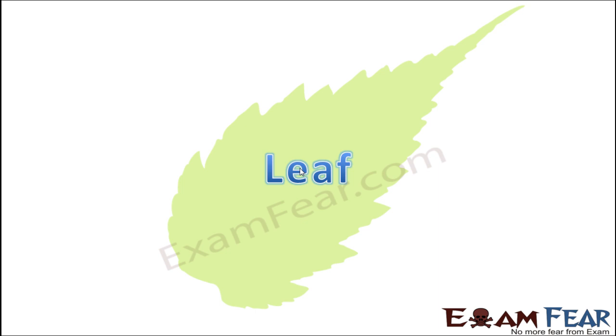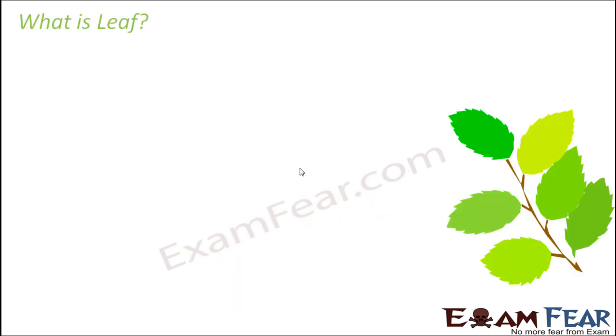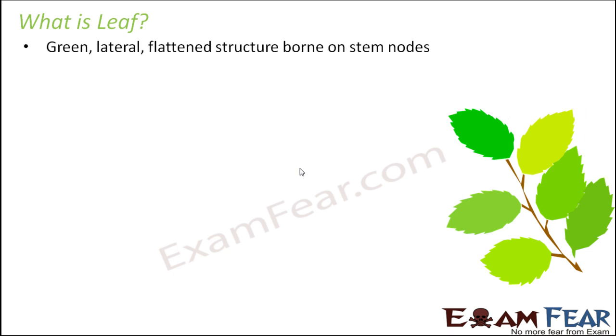So that was all about stem. So let us now discuss leaf. So what is a leaf? A leaf is a green, lateral, flattened structure borne on stem nodes.